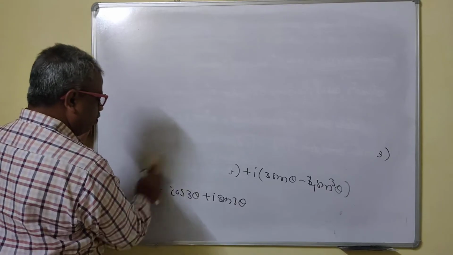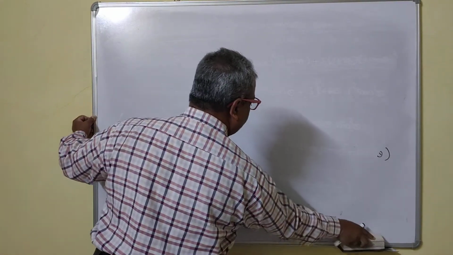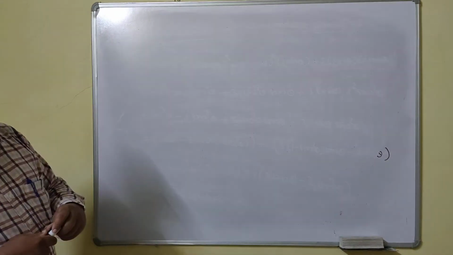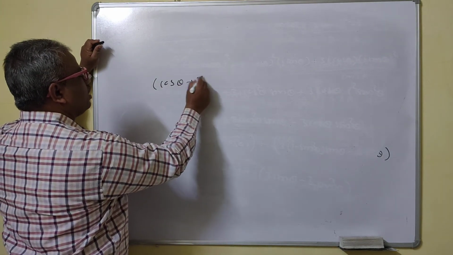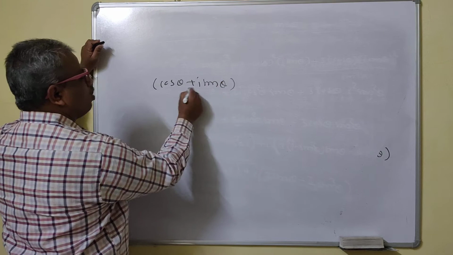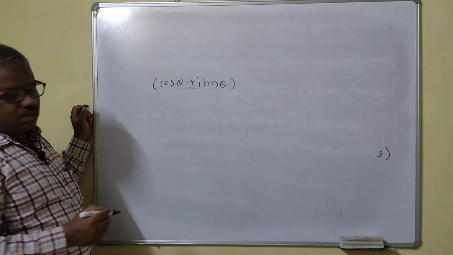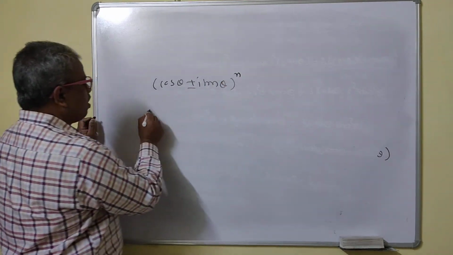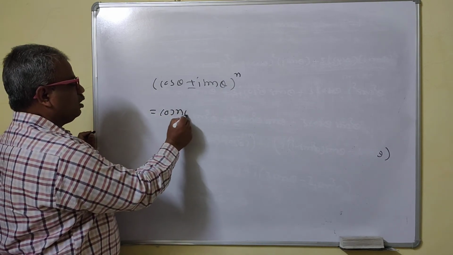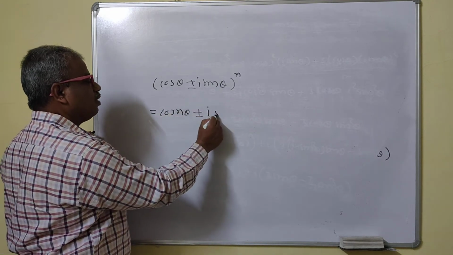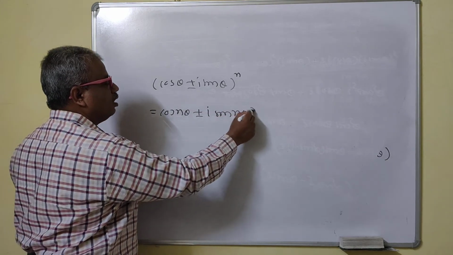With this formula, suppose the power is 3 here. If you take any power, cos theta plus i sin theta, it doesn't matter if a minus sign is there. If the power is n, you just shift n here: cos n theta plus or minus, whatever you do, i sin n theta.